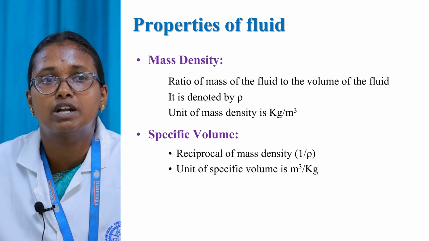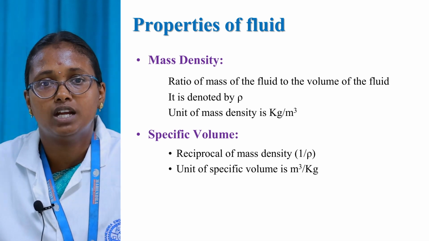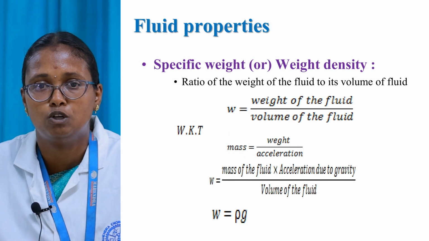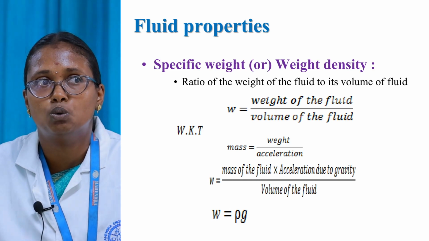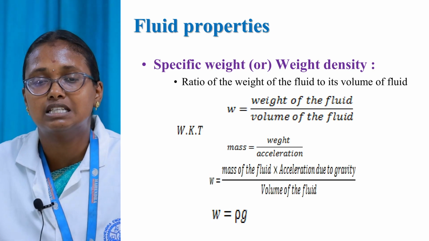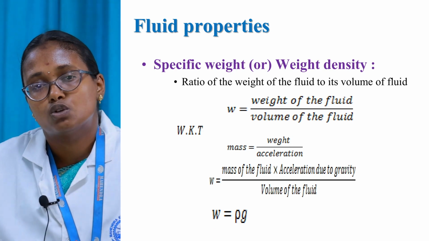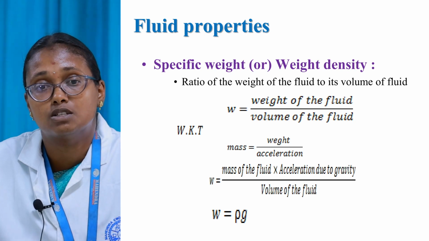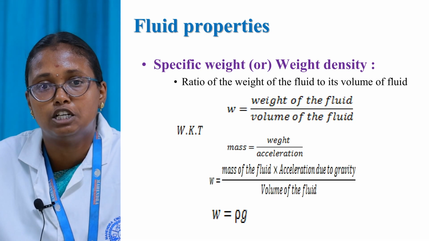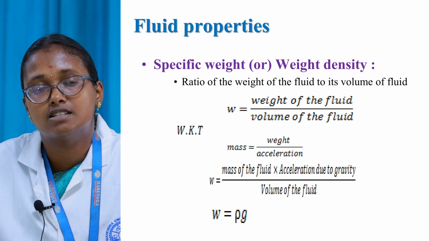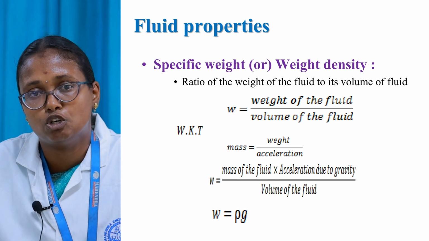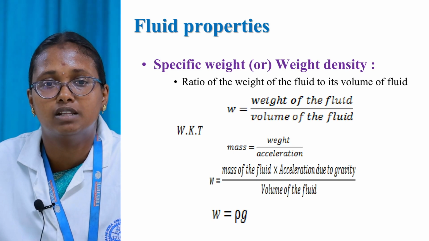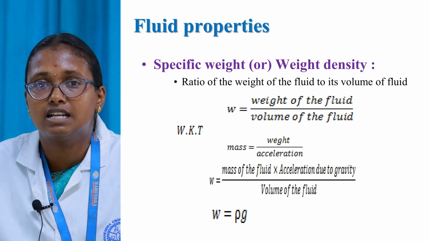And next, the third property is specific weight. Specific weight is also called weight density, that is weight by volume. We know that mass is equal to weight by acceleration. This is a general thing which is used in physics. So we can write the weight as mass into acceleration. Therefore weight density is equal to mass into acceleration due to gravity divided by volume. We already know that mass by volume is nothing but the mass density, into acceleration due to gravity.